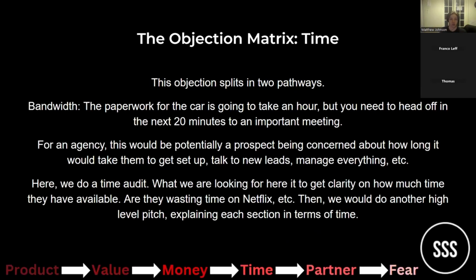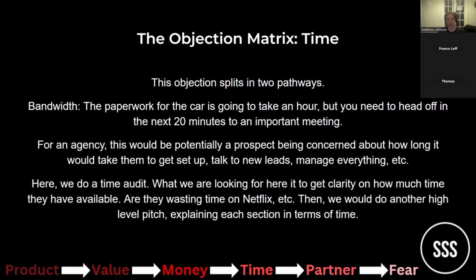So this objection is split into two pathways. But before going into these two, a lot of the time this will be a smokescreen. Okay, so in what I'm going to be releasing to you, I'm going to show you how to see if this is a smokescreen objection. But if it's not, then it'll split into two pathways: bandwidth and bad timing. Okay, so bandwidth is, for example, the paperwork for the car is going to take an hour, but you need to head off in the next 20 minutes to an important meeting. So I don't have the bandwidth right now to buy this car.